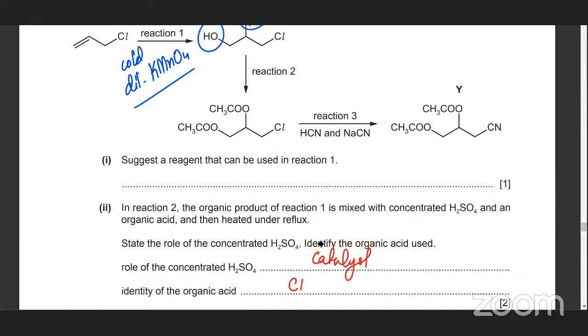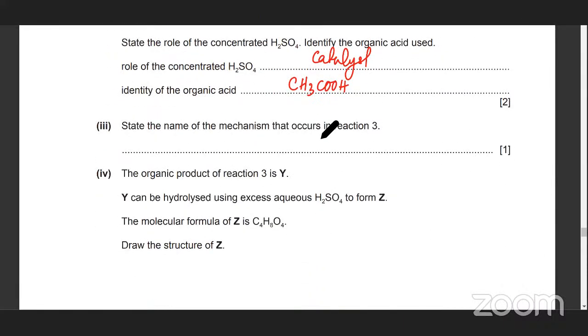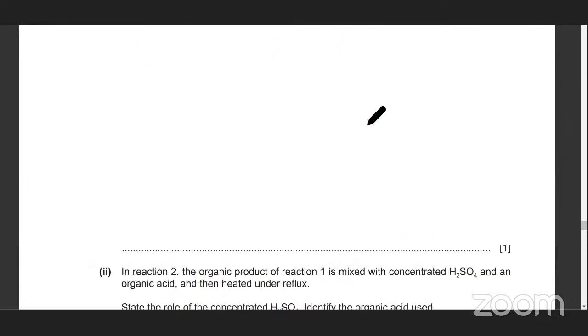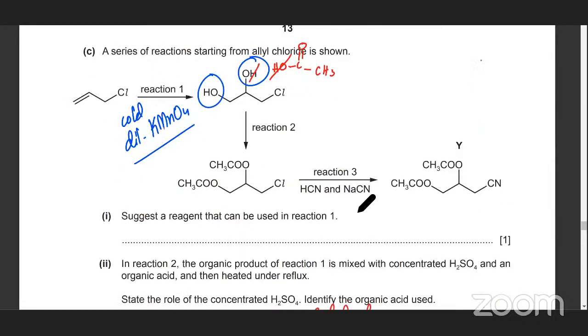And the organic acid is ethanoic acid, CH3COOH. Okay, state the name of the mechanism that occurred in reaction number 3. कहाँ पे 3? ये वो nucleophilic addition है. नहीं, it's not nucleophilic substitution है.